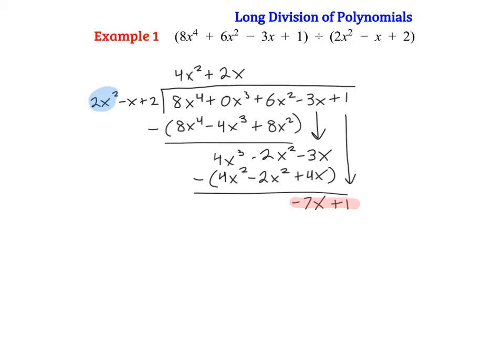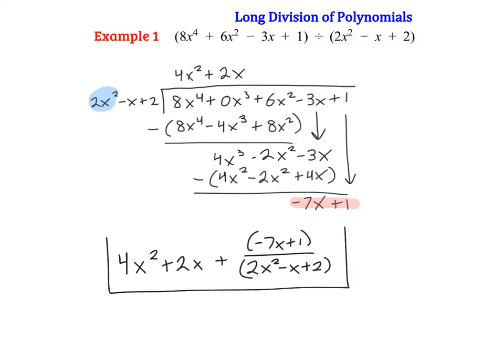So we write our final answer like this. I'm going to write 4x squared plus 2x, and then to write the remainder, we say plus whatever ends up in the remainder over whatever you divided by, which was 2x squared minus x plus 2. And this is our answer.